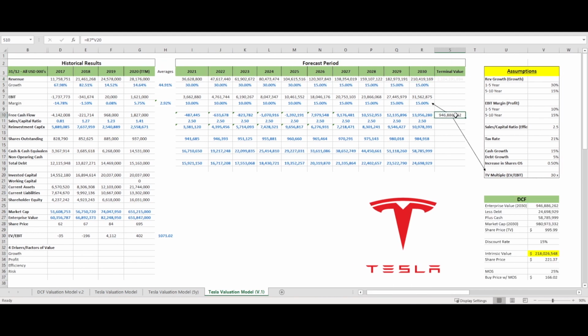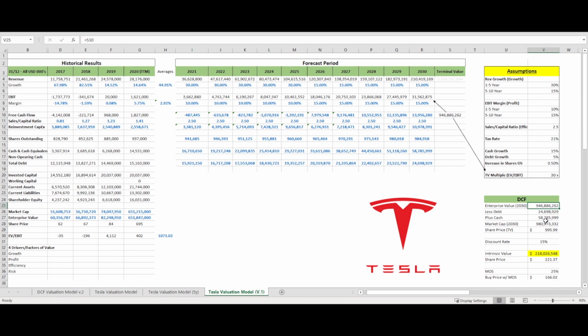Now, terminal value. Our terminal value is made up of an EV to EBIT multiple. As I mentioned, we've gone with 30 times 2030 EBIT, which gets us to a market cap of nearly $1 trillion in 2030. That gets us to 946 billion. They're not far off of it now, so I know that the DCF isn't going to come back really saying that it's a great investment, especially with the discount rate that I apply. But let's look at that now.